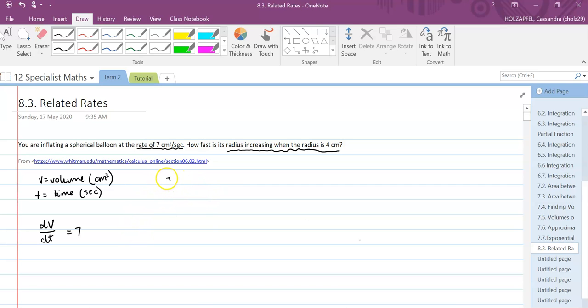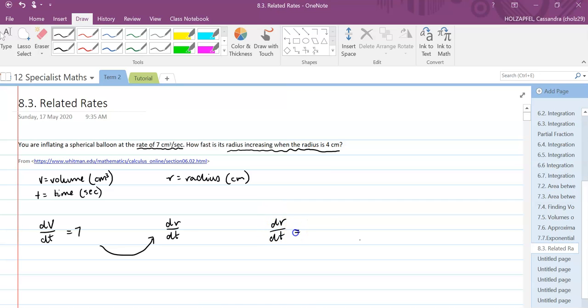So in other words, let's write this. R is equal to our radius, and this is just going to be in centimeters because it's a linear value. And we want to find dr/dt. So how do we go from finding dV/dt to dr/dt? Well, this is where related rates comes in. Effectively, we want to use the chain rule so that we can find this term.